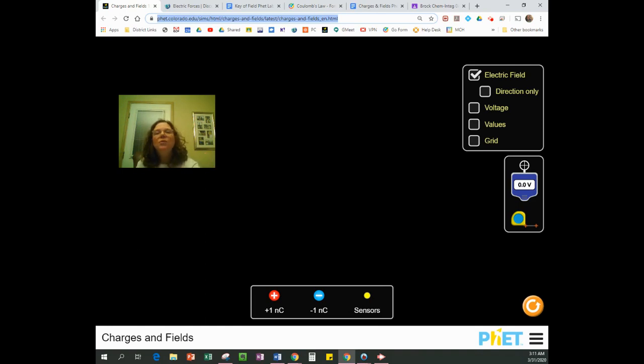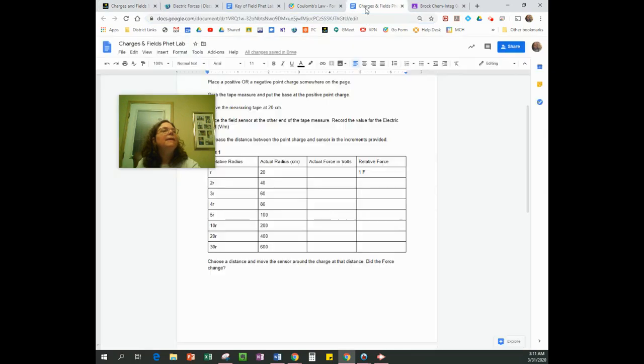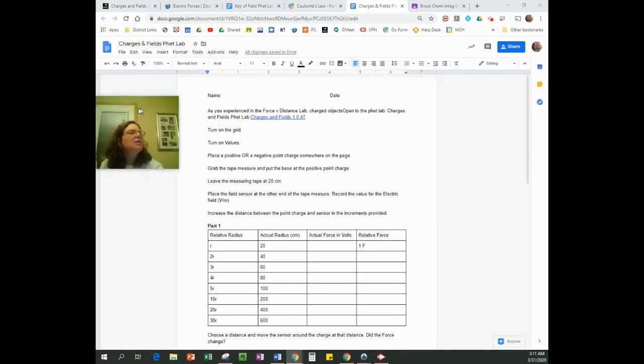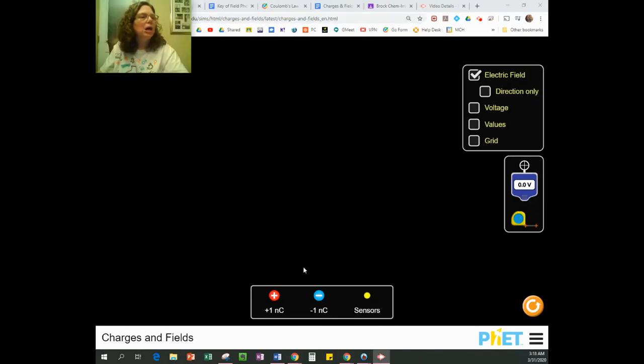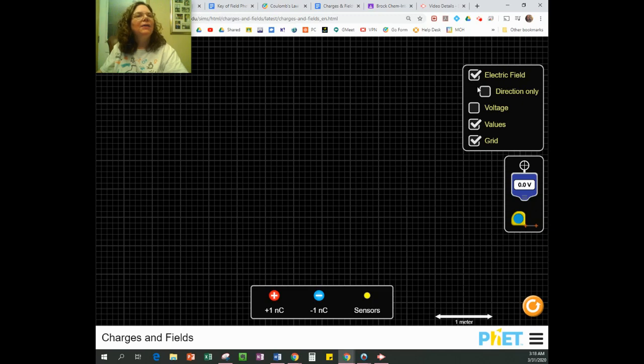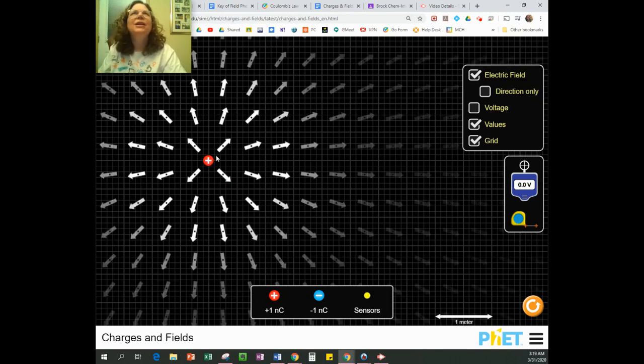All right, so the document says to turn on the grid, turn on the values, and place a positive or negative. All right, let's get that done. So we're turning on the values, we're turning on the grid. Now, if we leave the electric field there, it doesn't say to do that, but I want you to look at that real quick because this is going to help you with the lab you're going to do next week, because it's going to show you the field, visualizing the electric field.